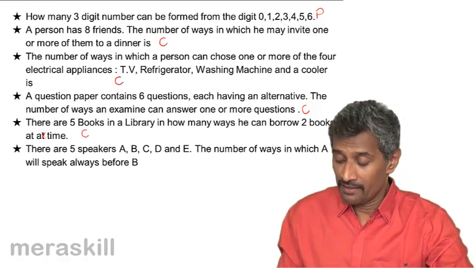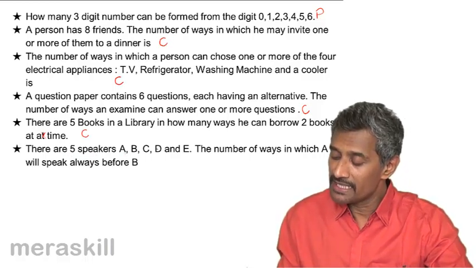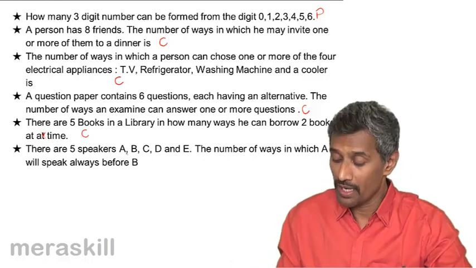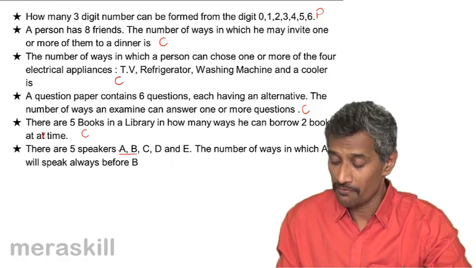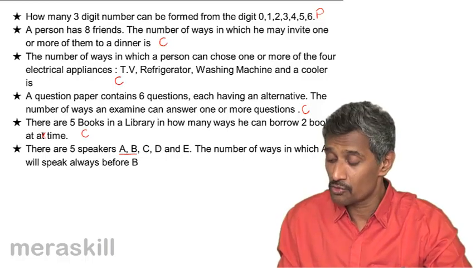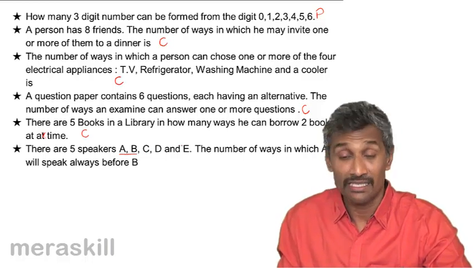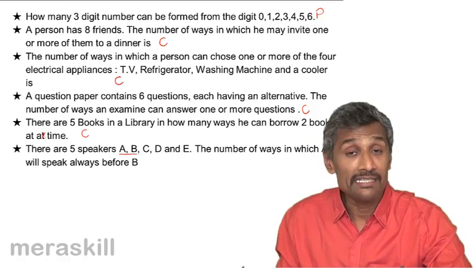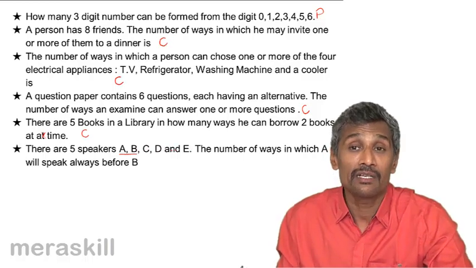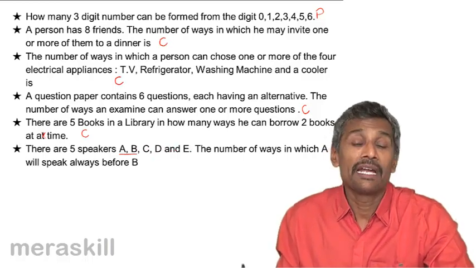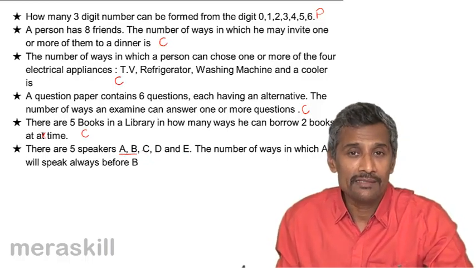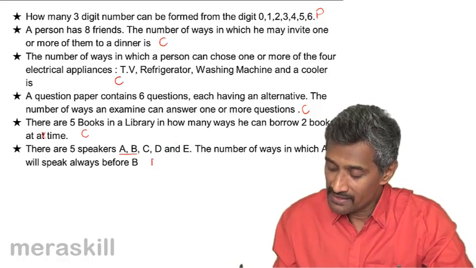Then there are 5 speakers, A, B, C, D and E. The number of ways in which A will speak always before B. So A and B will always follow this pattern of A speaking before B. C, D and E could be arranged in many different ways: C, E, D; C, D, E; D, C, E; D, E, C; E, D, C; E, C, D. The order in which C, D and E are arranged is important because who's speaking 3rd, 4th, 5th out of these 3 matters. It's like giving gold, bronze and silver medals to 3 people. Who gets what, the order is important, and hence it's definitely a permutation.